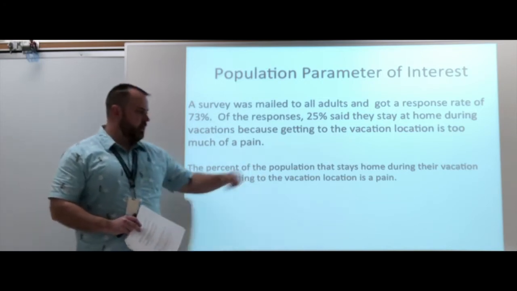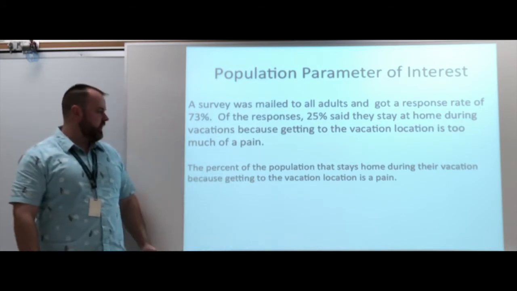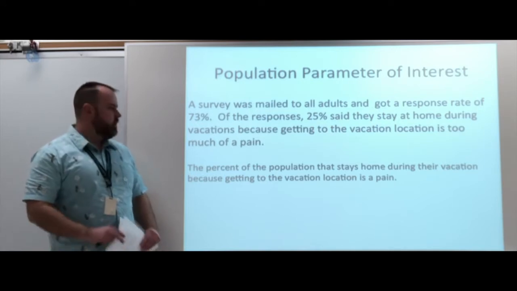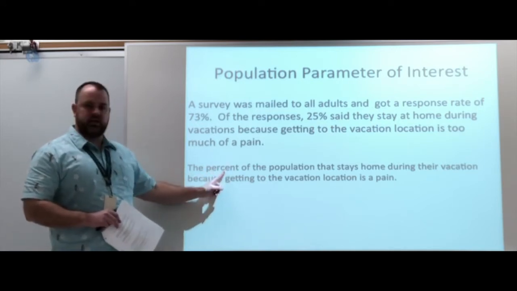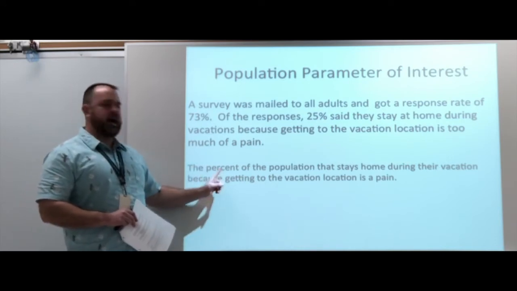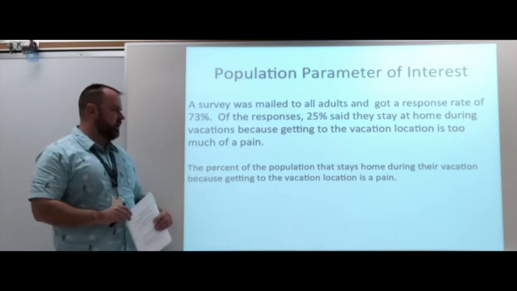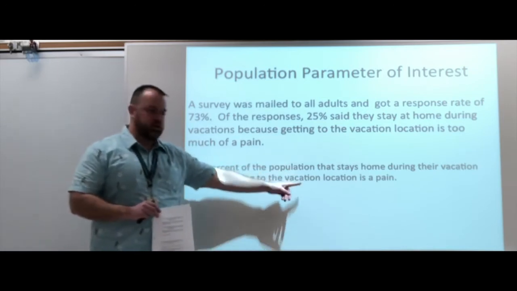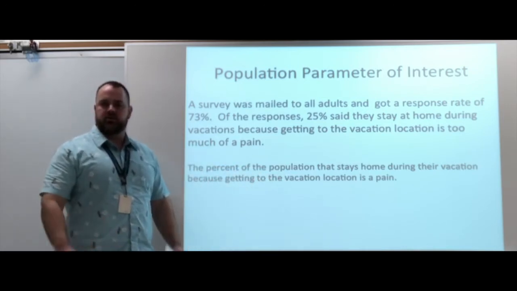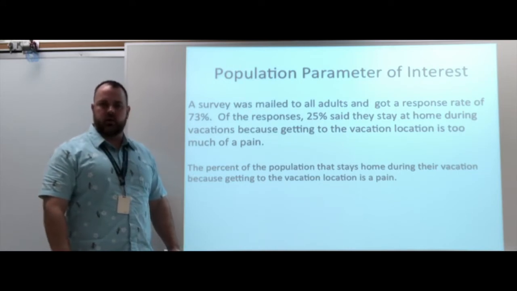Okay? The population parameter of interest, and the key word in this, I feel, is percent. The percent of the population that stay at home during their vacation because getting to the vacation location is a pain. Okay? This saying percentage here is telling me that it's categorical data and we're looking at a percent of the population here. This last part is just really describing the question. We asked how many people stay at home because they don't like getting to their location.